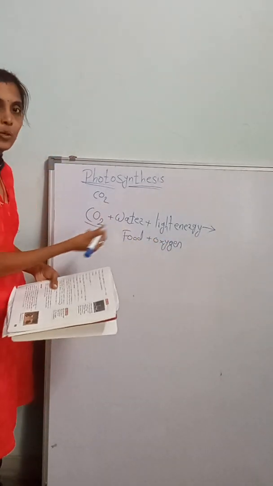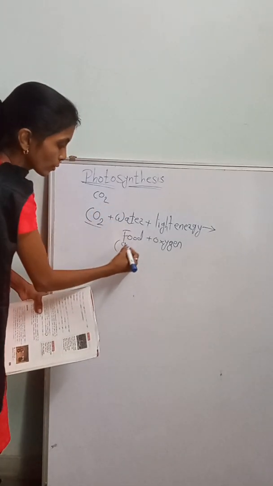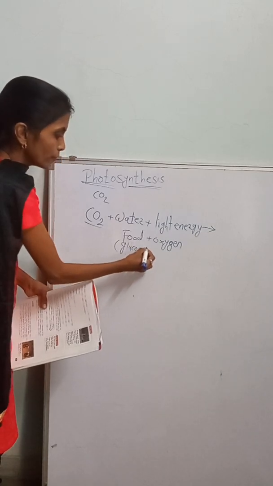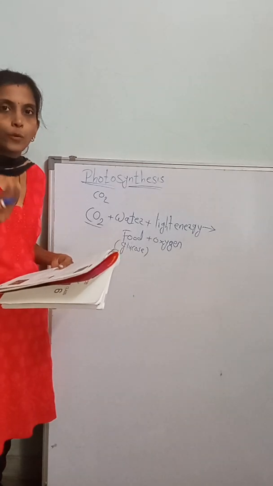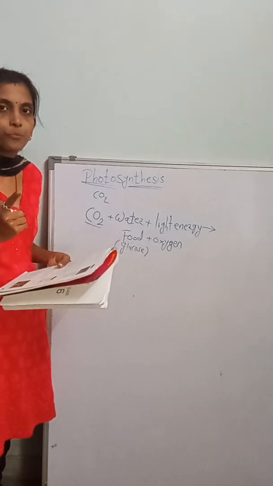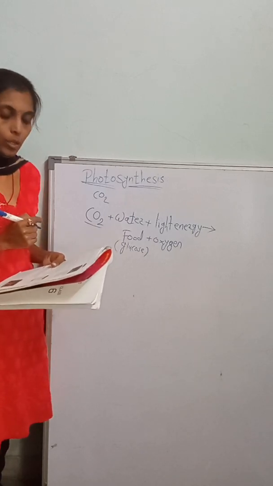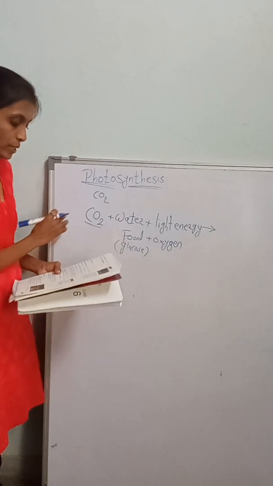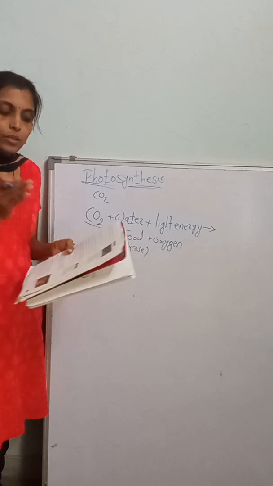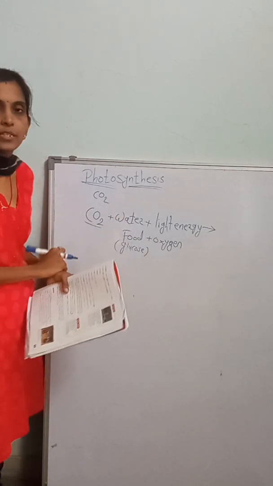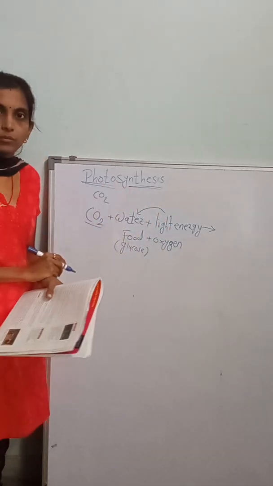In the plant, that food is in the form of glucose. So four factors must be present for photosynthesis: light energy, chlorophyll, carbon dioxide and water. In this process, the light energy first of all splits up the water in the initial stage.